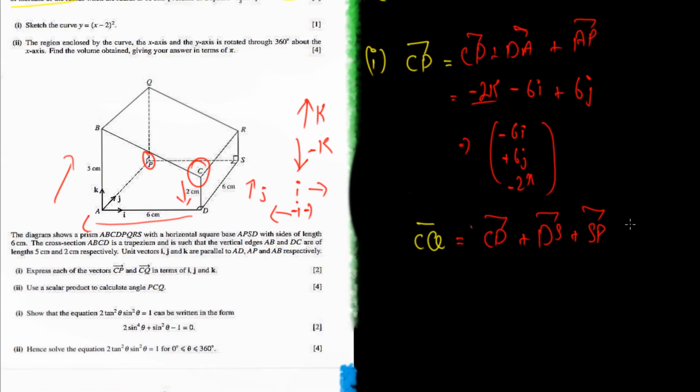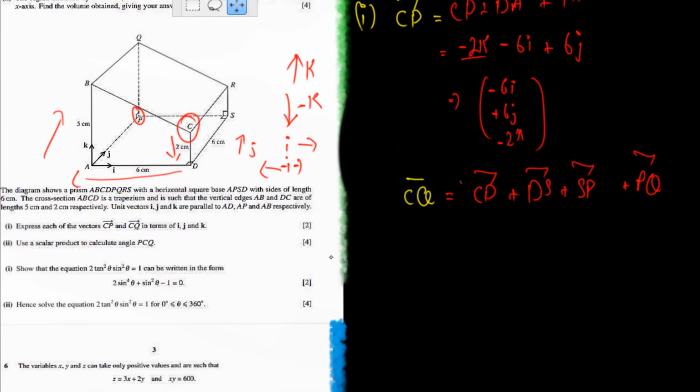Then we have the other vector, CQ. The same logic over here. You can definitely have multiple routes, but I'm usually going with the easiest one, so that it is easier for everyone to follow along. To go from C to Q, we need to go first from C to D, then from D to S, then from S to P, then from P to Q. This is one route. You can have different routes to the same thing.